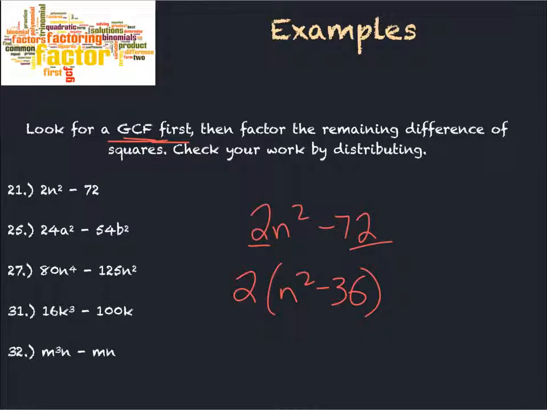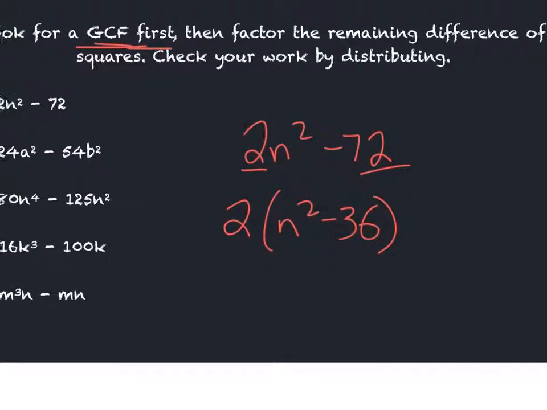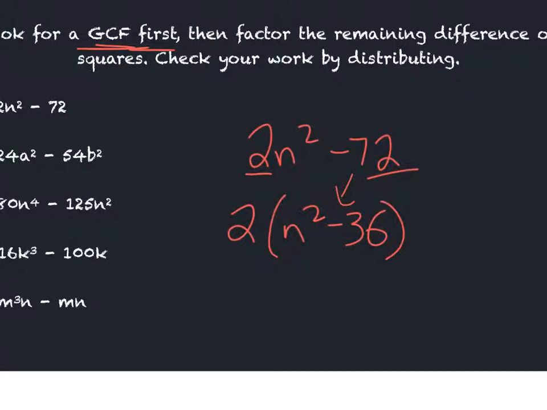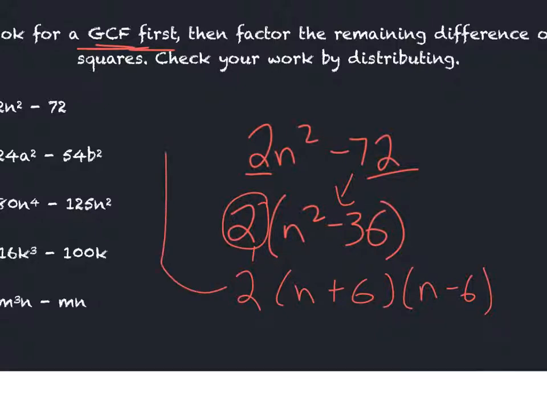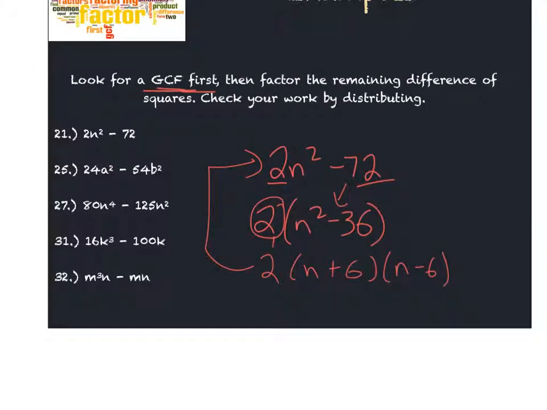Now, once we've done that, look what we have inside of our parentheses. We have the difference of squares. So now we could actually factor this out using difference of squares. The square root of n squared is n, and the square root of 36 is 6. Remember, one of them's plus and one of them's minus. And that 2 that you factored out, you'll just bring that down, and that would be your final answer. Again, I challenge you to go ahead and multiply this out, and you'll see that you'll end up with this right here.